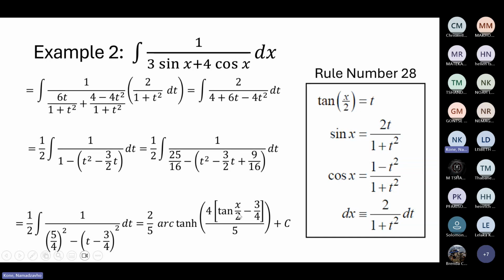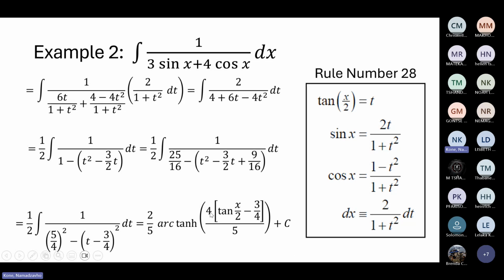Our t, which was here, is replaced by tan of x over 2 minus the 3 over 4. It is from this bracket here. T, remember, is tan x over 2. Minus 3 over 4 is this minus 3 over 4 that is there. And this is the answer.